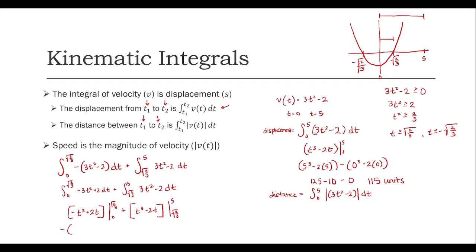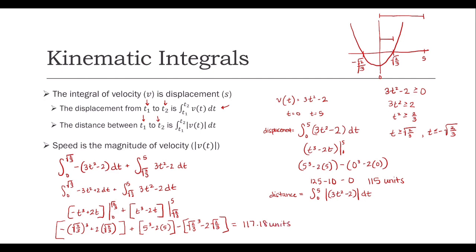So you would have negative root 2 over 3 cubed plus 2 times root 2 over 3 minus 0 plus 5 cubed minus 2 times 5 minus root 2 over 3 cubed minus 2 times root 2 over 3. So this would equal approximately 117.18 units.